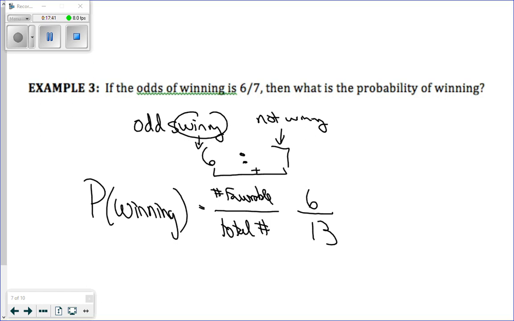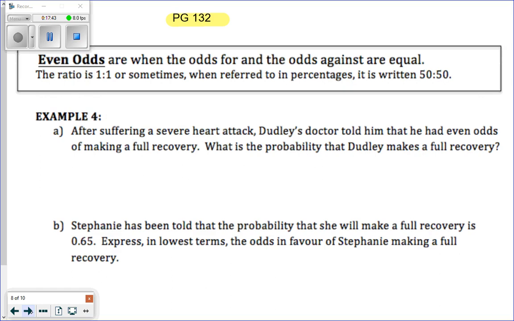Okay. Is that where I wanted to stop? What time is it here? 10:15. Bell goes at 10:35. Let's just do this one and then we'll call it good.